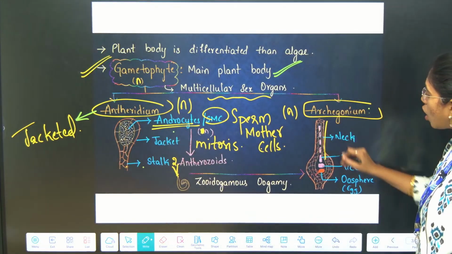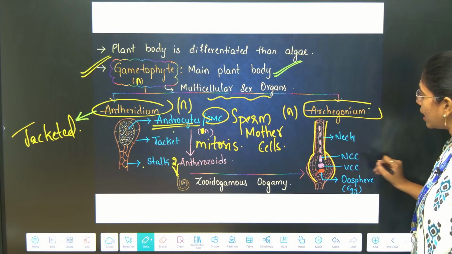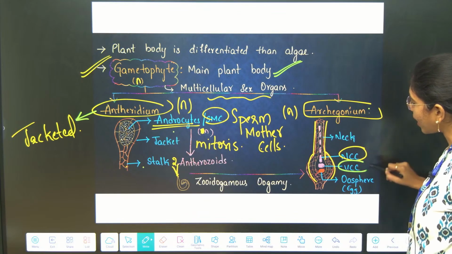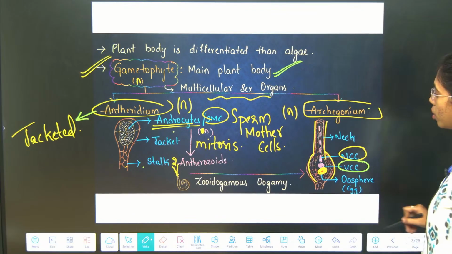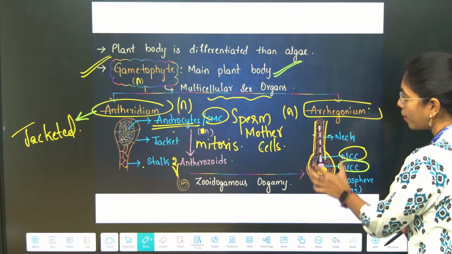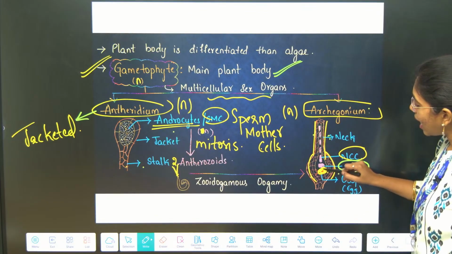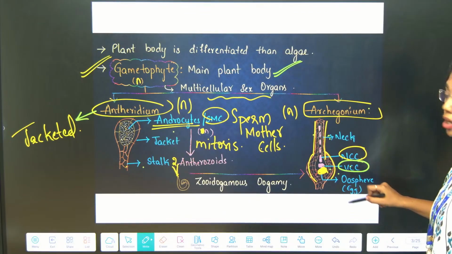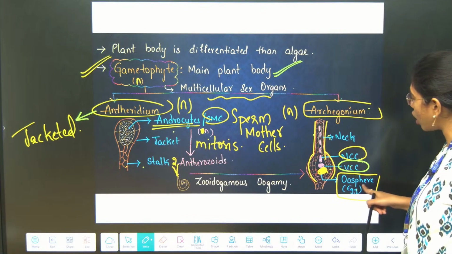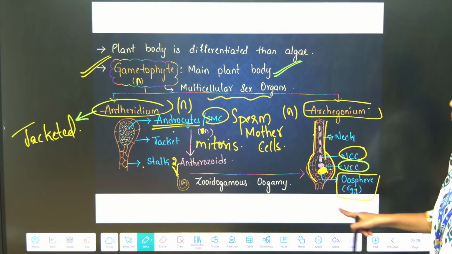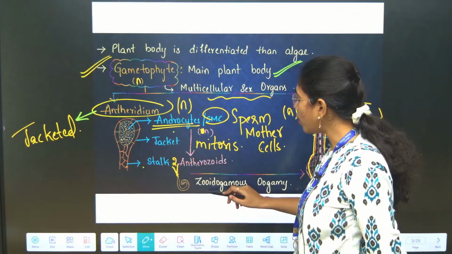Look into the gametophytic structure of archegonium. Archegonia here has a long neck and venter, inside which you can see neck canal cells, venter canal cells, and at the bottom you can find the egg cell. It has a neck and a venter. Below the neck you can see neck canal cells, venter canal cells, and at the last basal region you can find the oosphere or egg cell. Egg cell is also called what? Oosphere.